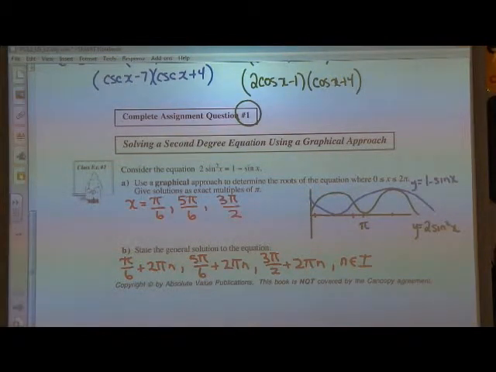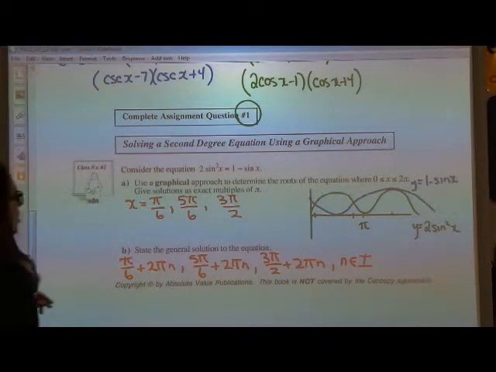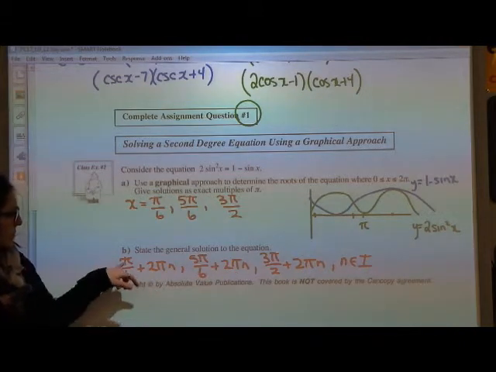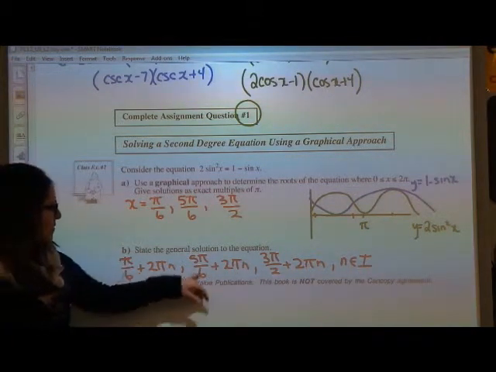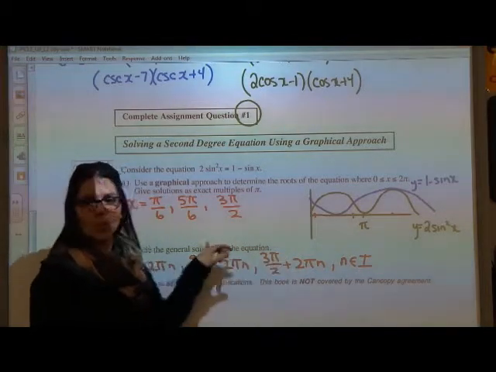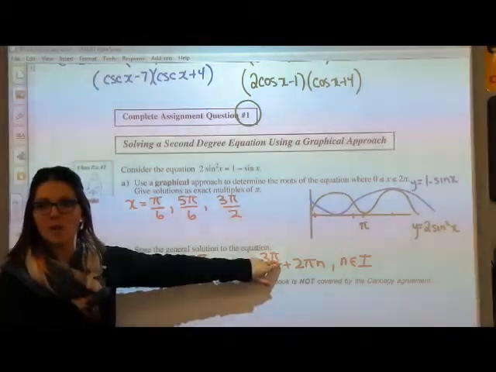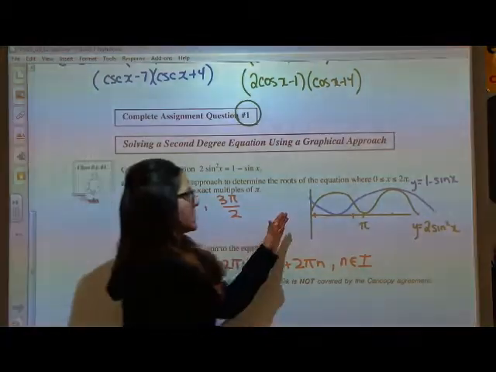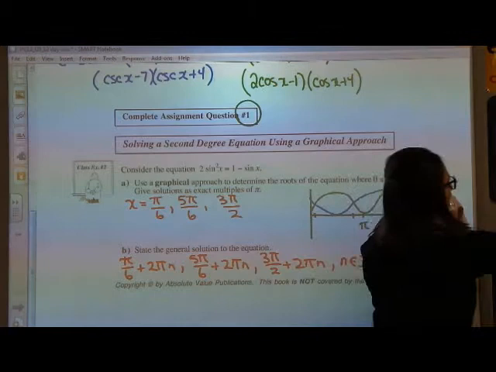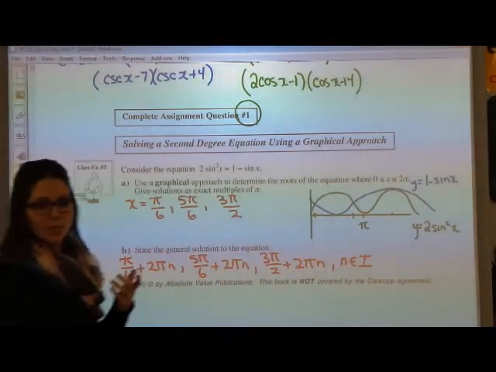And the other thing that I do when I'm looking at the general solution is I just take a moment to quickly look and make sure that there's no way of going from pi over 6 to 5 pi over 6 to the next pi over 6, and there isn't. And the same thing with 3 pi over 2. The next solution that's going to come is going to be down here in the next period. Okay?